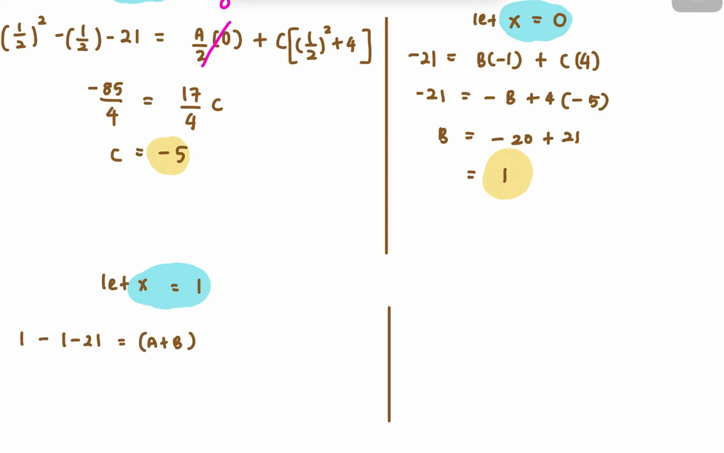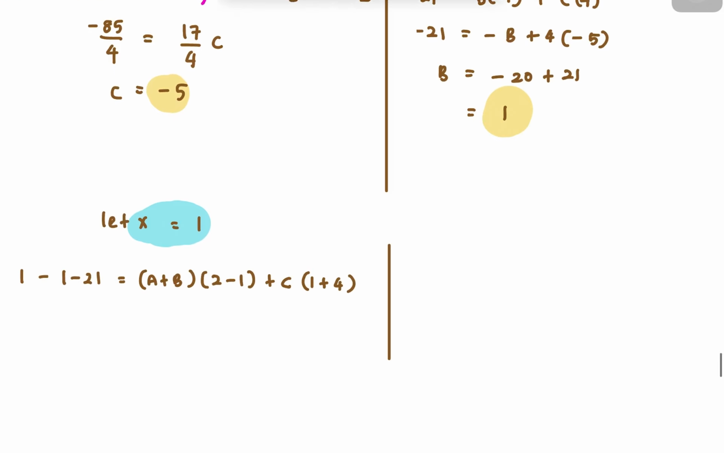1 minus 1, 0. This is minus 21. A plus b. And then plus 5c. And then substitute with the b and c value that you have just now. B is 1. C is -5. So 5 times -5. This is -21.